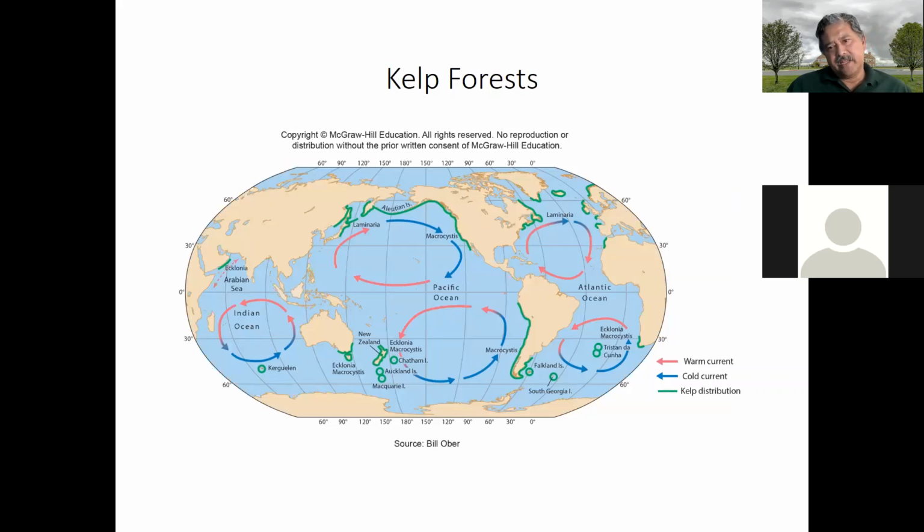Oh, and here's a map. And so here in green, you can see the west coast of the United States, and that's where I used to live right there. You can see Alaska, a lot of kelp forests as well. Here's Chile, right there. And then another big area here around New Zealand. That's where you can find the kelp forests.